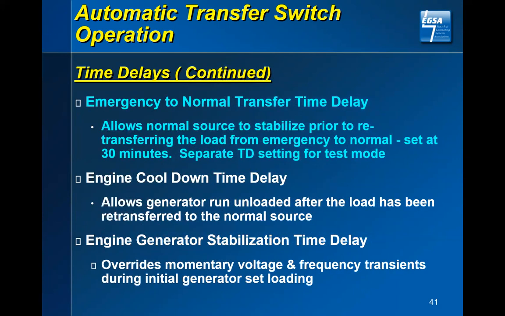When you look at the time delays, the next one down is the emergency to normal transfer. Usually that leaves the factory at some set point of 30 minutes. By today's emissions, by today's cost of diesel or such, you may want to look at that and say, I have faith in my utility. Once it's back 10 or 15 minutes, 5 to 10 minutes, I'm going to go back. That's an adjustable timer that you have at your disposal.